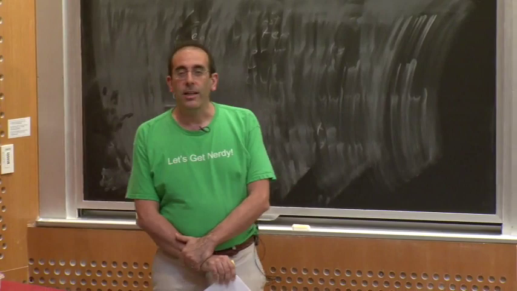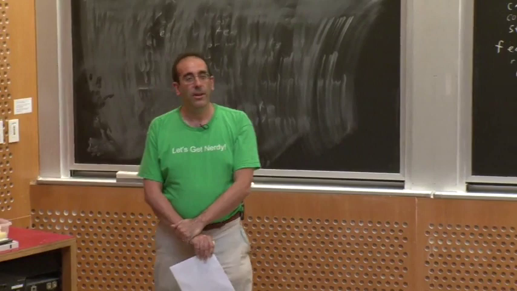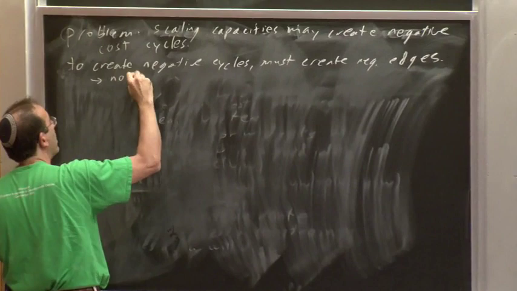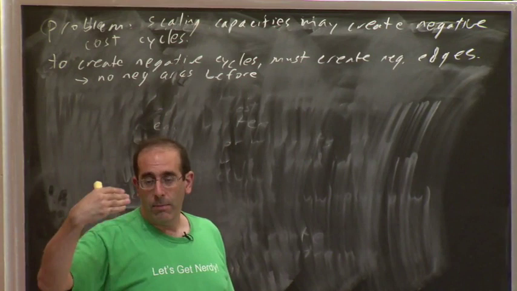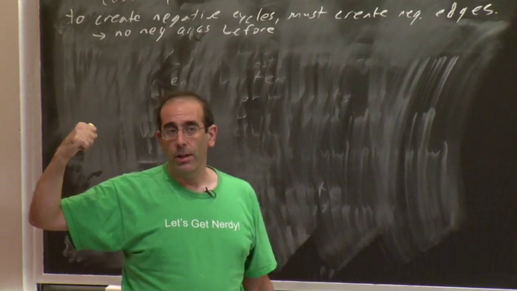Yes? The capacity that ends in zero. Good. So we had no negative arcs before. And so remember, we're scaling capacities. If we're scaling capacities, that doesn't change the cost of anything. So all of these arcs that we had were non-negative, and they're still non-negative.